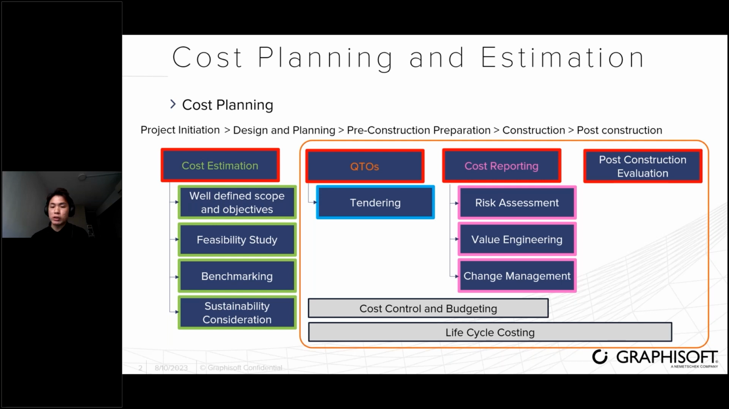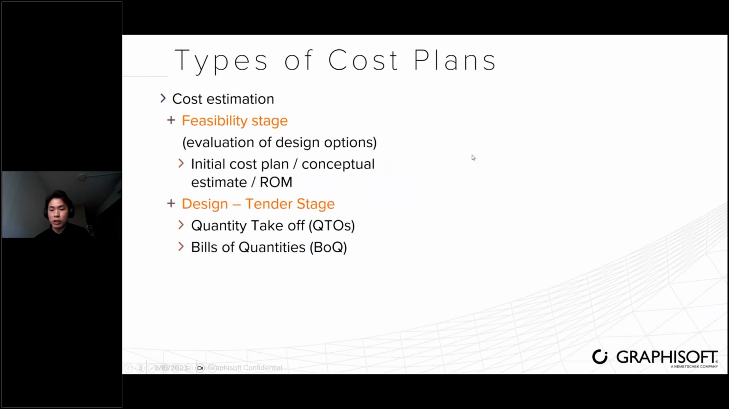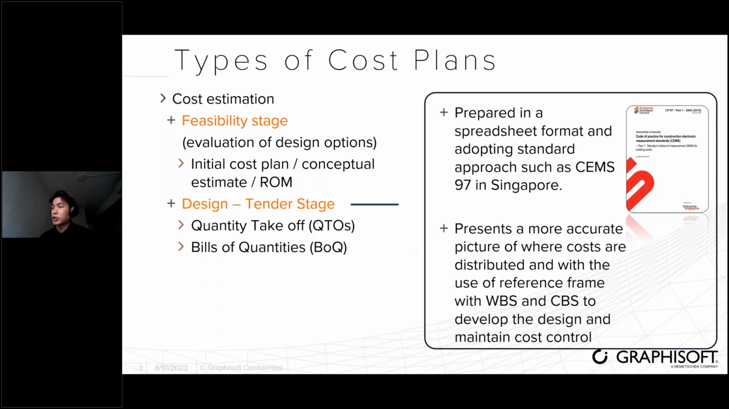Since not everyone over here is well versed in costing, I'll be explaining a bit what are the different types of cost plan across the different stages. For design stage, we will need to do quantity takeoff, which will later develop into views of quantity. The quantity takeoff is prepared in a spreadsheet format and adopting standards such as the CMS in Singapore context.